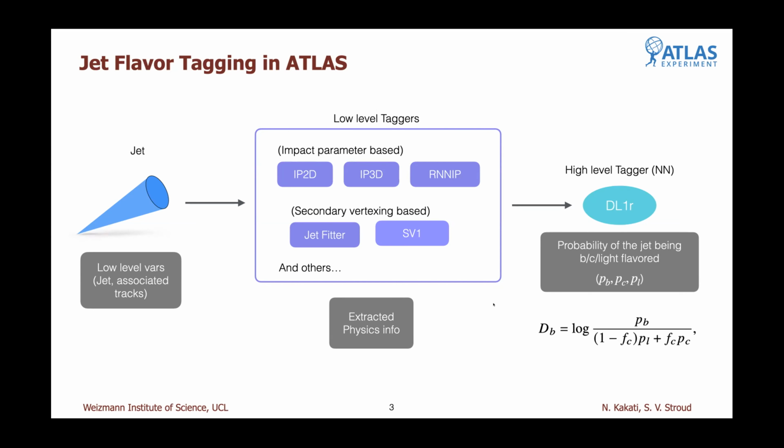Then we can take that information and pass it to a high-level tagger, which is essentially a multi-layer perceptron, in this case DL1R. This high-level tagger will give us the probability of the jet being a B, C, or light flavored jet. Once you have these probabilities, you can use them to construct a discriminant for, let's say, B jets. Once you get the discriminant, you can put a threshold somewhere, and if it's above the threshold, we will call it a B jet. And if it's below, then we'll say that it's not a B jet.